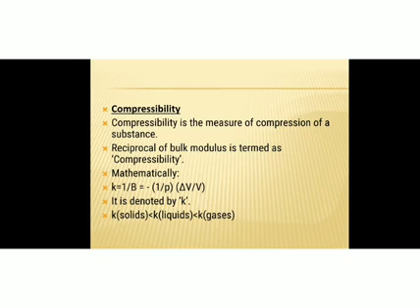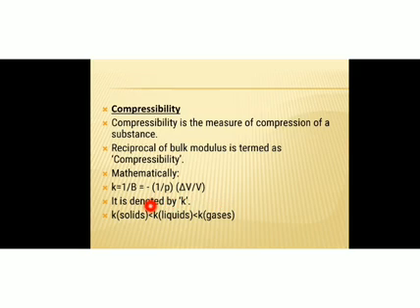So what do you mean by compressibility? Compressibility is another term related to bulk modulus. Compressibility is just the reciprocal of bulk modulus. Compressibility is the measure of compression of a substance, how much we can compress a given substance. Mathematically, bulk modulus is B and compressibility is denoted by K. So K is equal to 1 by B. And you know the expression for B is minus P by delta V by V. So when you take the reciprocal, you will get minus 1 by P into delta V by V.